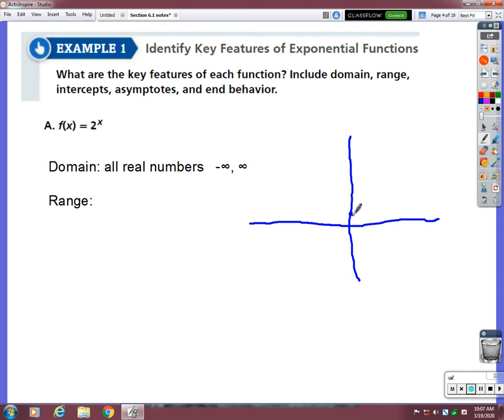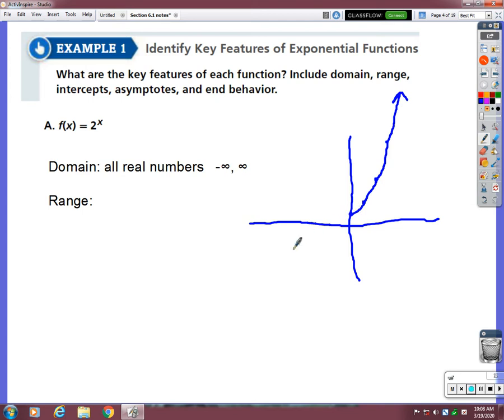y-axis at 1. And then if I go 2 to the first power, I would get 2. If I go 2 to the second power, I would get 4. And if I go 2 to the third power, I'm doubling every time, so now I would get 8. So you can sort of right away see the distinguishing feature of an exponential function, which is that it increases very rapidly, because in this case we are doubling every time. So we can get a sense here that the range is going to continue on up forever to infinity.